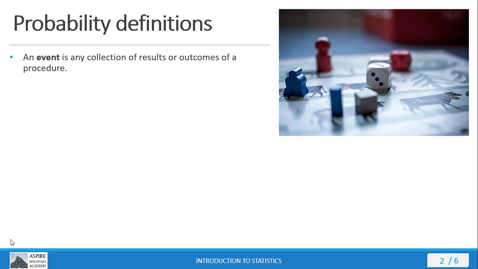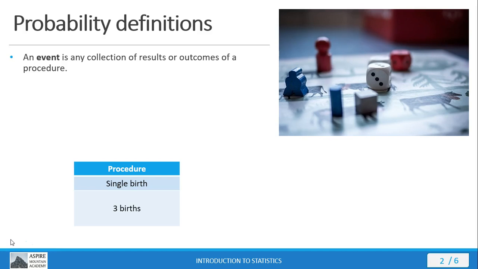First, we need to understand what an event is, because when we calculate probability, we're always calculating it for an event. An event is simply something that happens, a result or an outcome of a procedure. Here are some examples of procedures. One person being born is an example of a procedure. 3 people being born is another example.